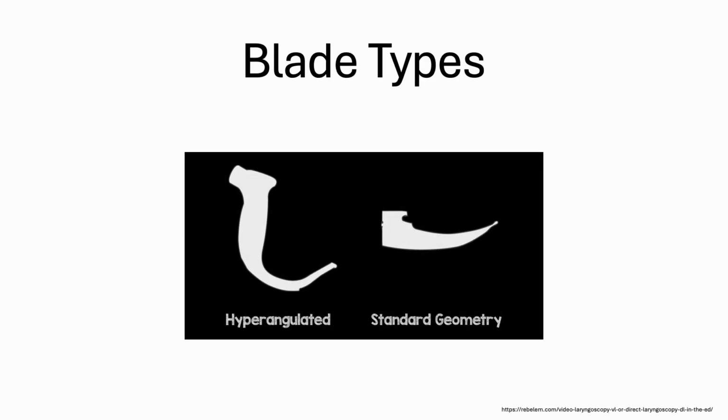Blade types. Video laryngoscopes come with two main blade geometries, standard and hyperangulated. Standard geometry blades resemble traditional Macintosh blades and are used similarly, but with the added benefit of video. Hyperangulated blades have a more pronounced curve, designed specifically for difficult airways where alignment is challenging. They provide a better view around anatomical obstacles.